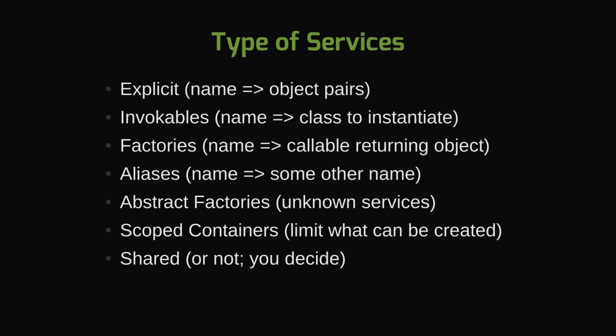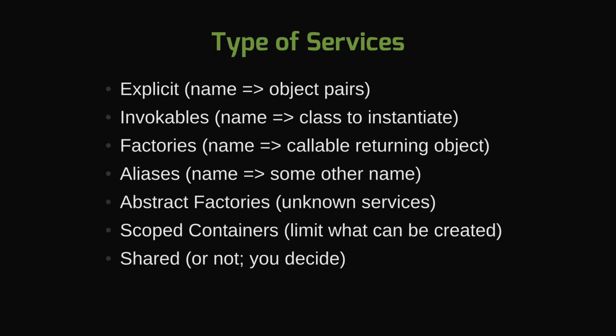And of course, you can decide how the service locator shares the database connection in your application, always by configuration. As you can see, we have a lot of different kinds of services. So we have explicit services. Basically, imagine that you want to share an object in all your application. You can just register this object as an explicit service. So it's basically just the name and the object.